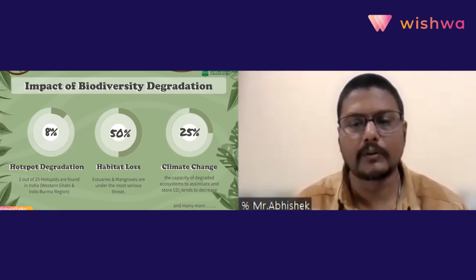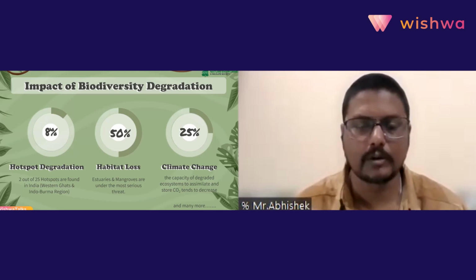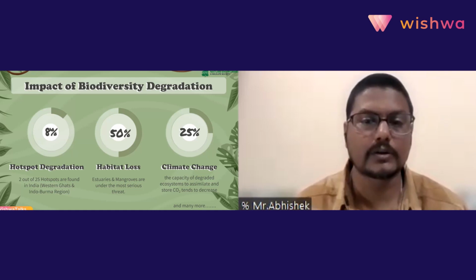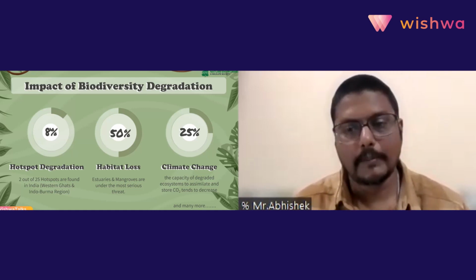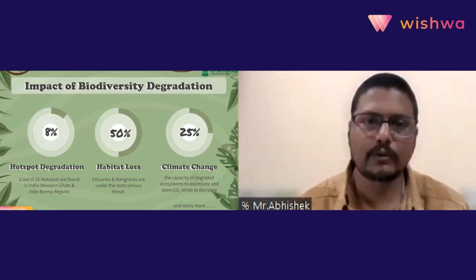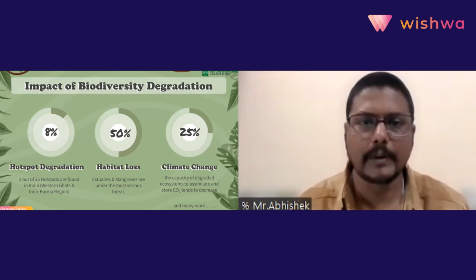Estuaries and mangroves are under the most serious threat. Recently, I came down from Sundarban. The places where our team is working are very good, but there are many islands where mangroves are still very sparse, and you can see the degradation of soil is at a higher level. Climate change, everyone is talking about. And there are so many other factors which are impacting biodiversity degradation.